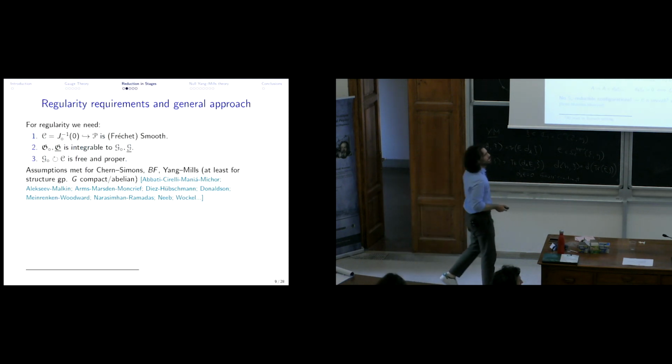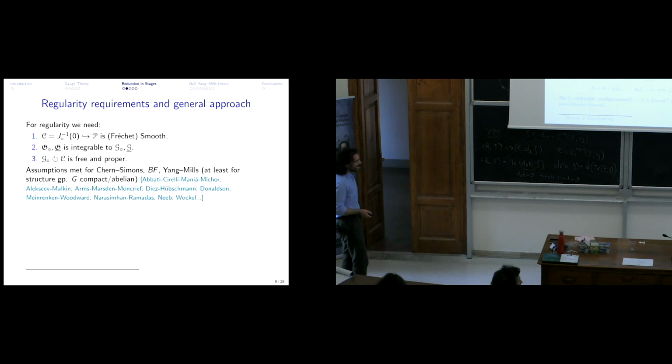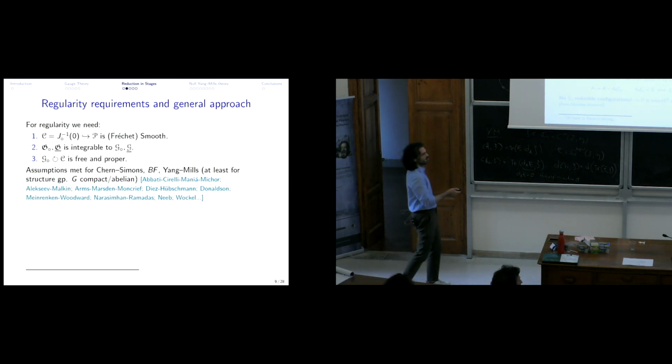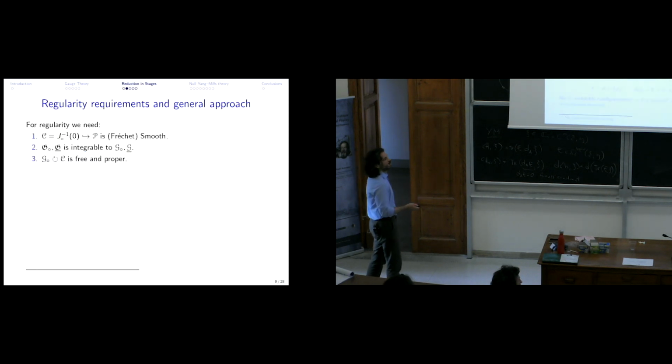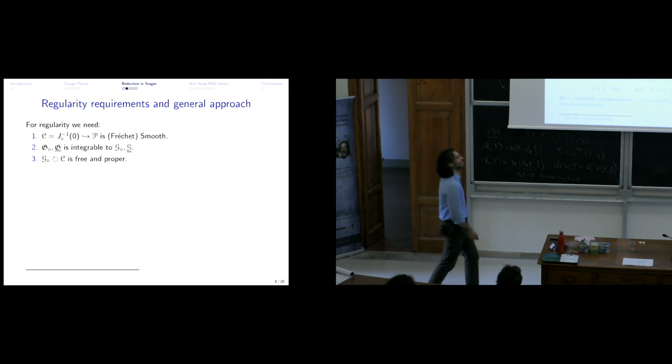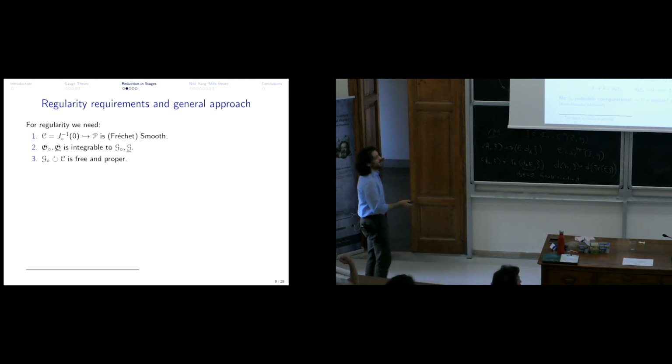Okay, so let's talk about what we need to make this work actually. Rigorously, first of all, we want the submanifold C to be a submanifold, so to be Frechet smooth. We want these Lie algebras, which can be defined always like this, to integrate to a Lie group, which is non-trivial in infinite dimensional Lie theory. And we want the action of G naught over C to be free and proper.